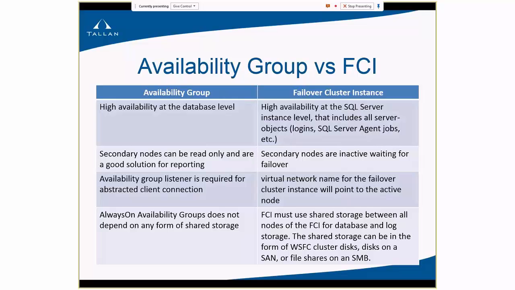And then storage, like we just mentioned, availability groups don't have storage requirements. The failover cluster instance does. Okay, so that's when you would have your SAN that's viewable over the network by both nodes in the cluster.